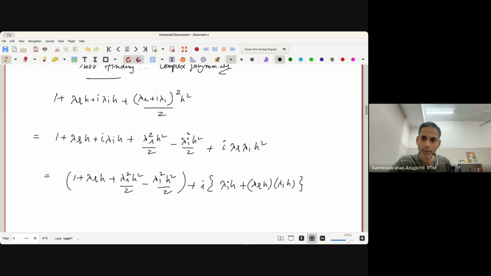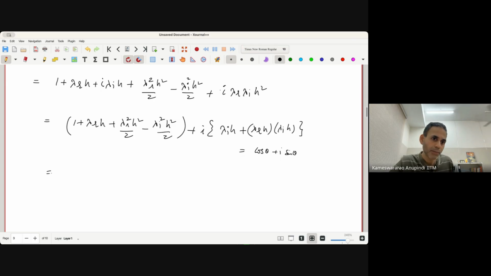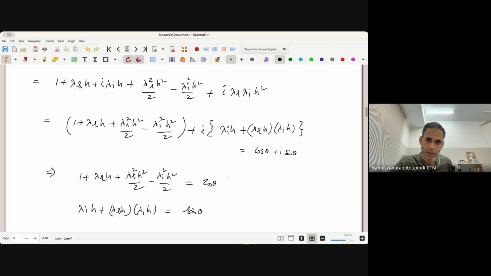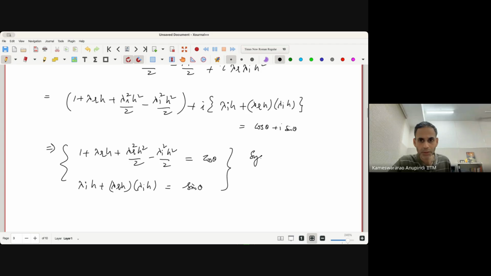Okay, so we will equate this to cosine theta plus i sine theta. That means we have two equations and two unknowns. I can write this as two real equations: 1 plus lambda_r h plus lambda_r squared h squared by 2 minus lambda_I squared h squared by 2 equals cos theta, and then lambda_I h plus lambda_r h into lambda_I h equals sine theta. Essentially we solve a system of nonlinear equations.